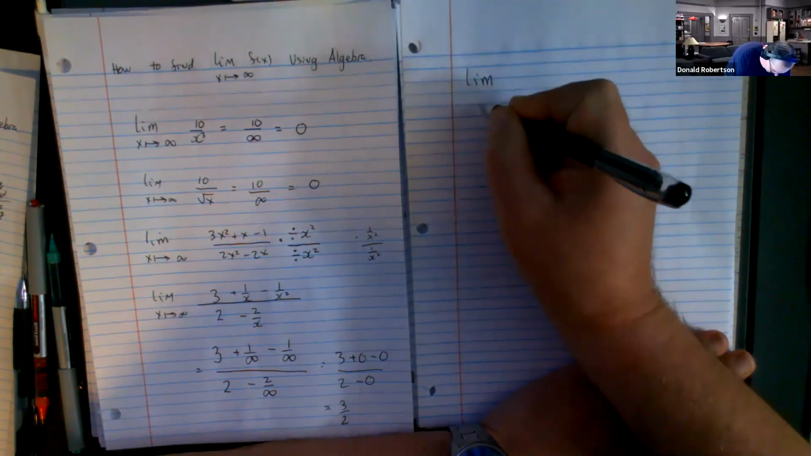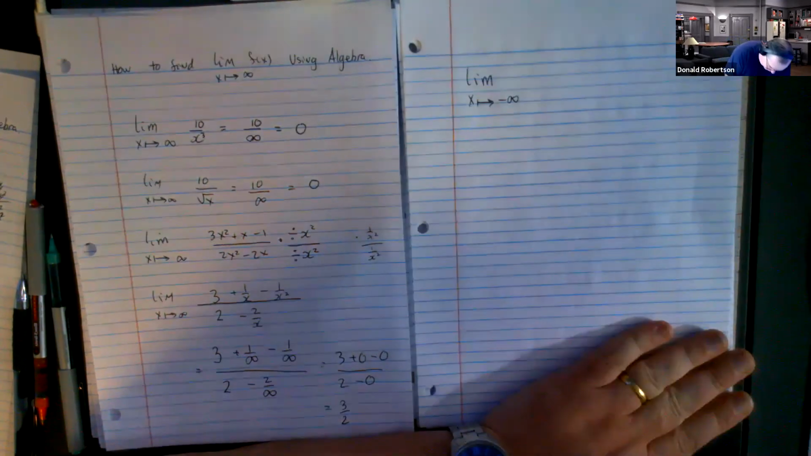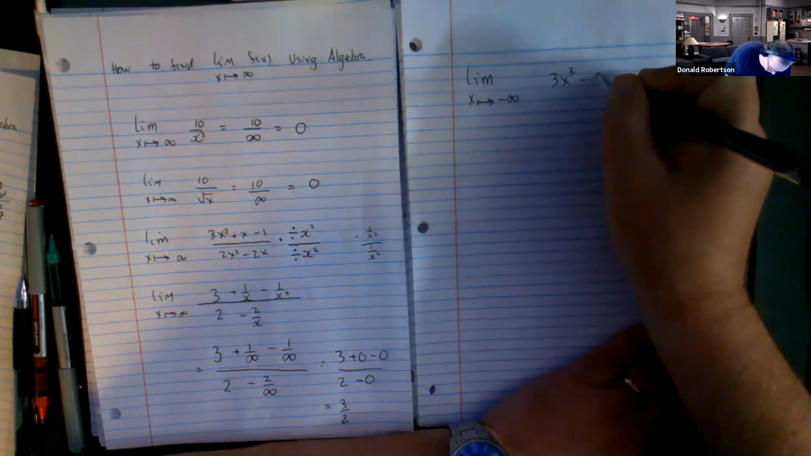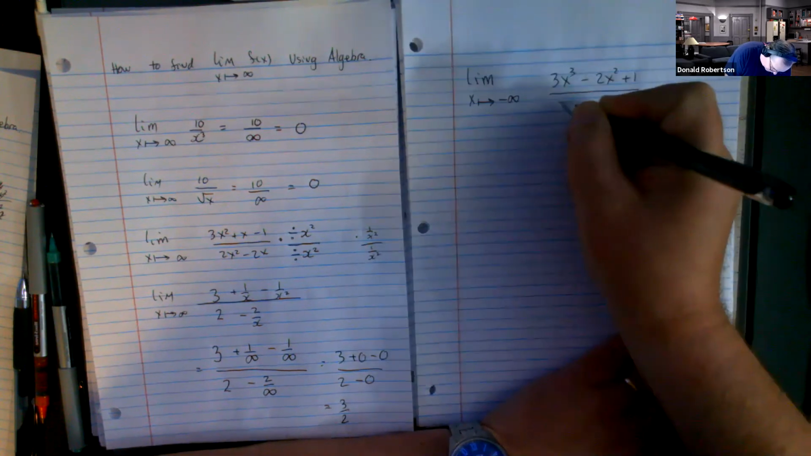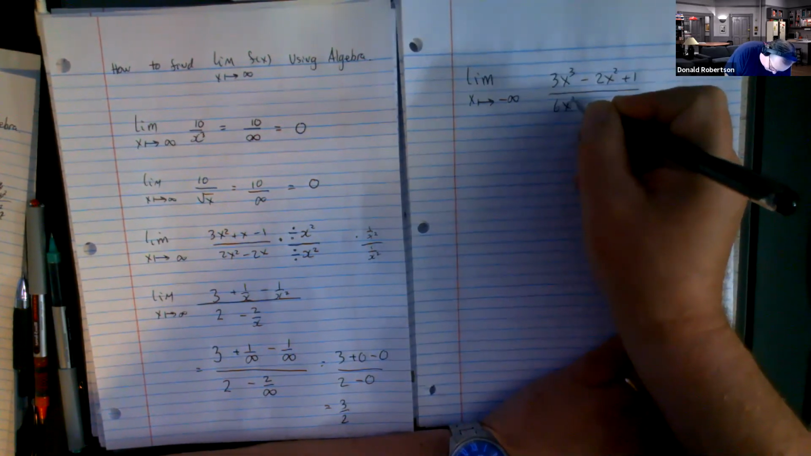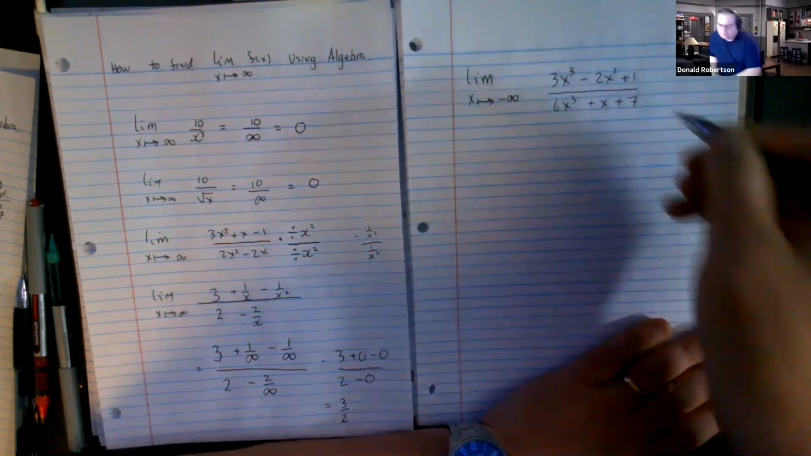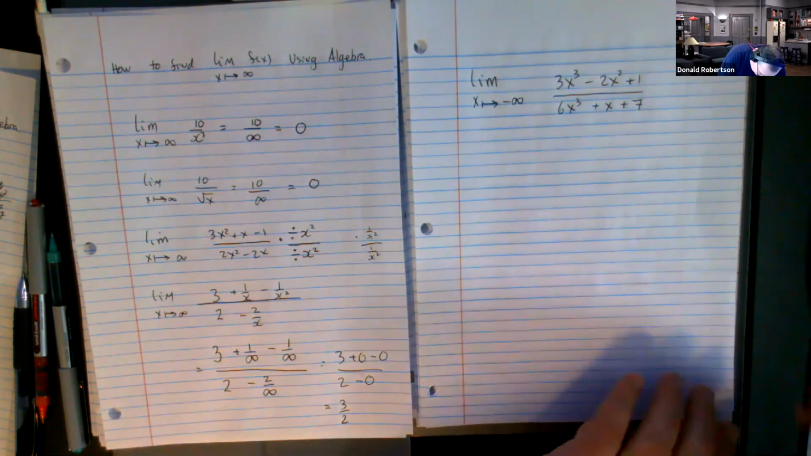Let's do the limit as x tends to negative infinity, right? Just to show you it makes no real difference. I'm going to have 3x cubed take away 2x squared plus 1. And I'm going to have 6x cubed plus an x plus a 7, right? So we are going to be looking for what the limit as x tends to negative infinity of this guy is. Okay.